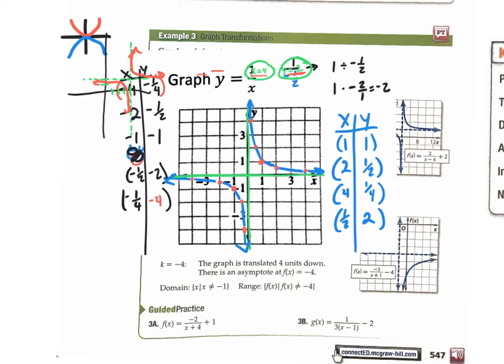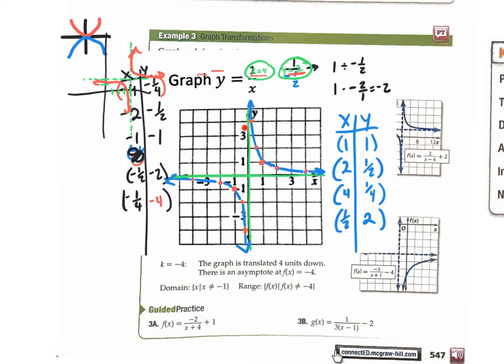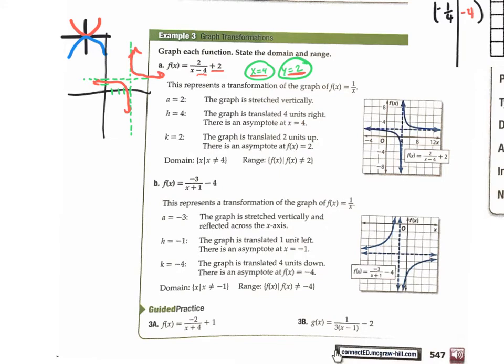So let's take a look at this original vertical asymptote. It gets shifted 1, 2, 3, 4. That's why it's over here now. As you can see, it gets shifted 4 units to the right. And then the k value of 2 means it's going to be a shift of 2 up.